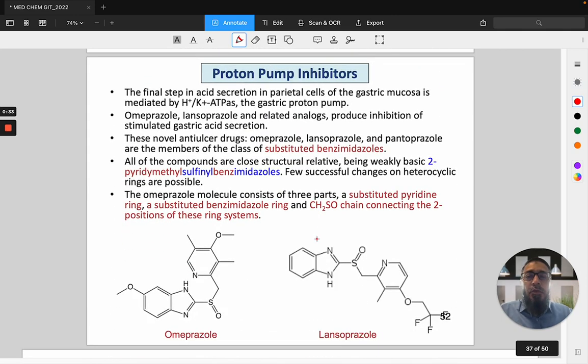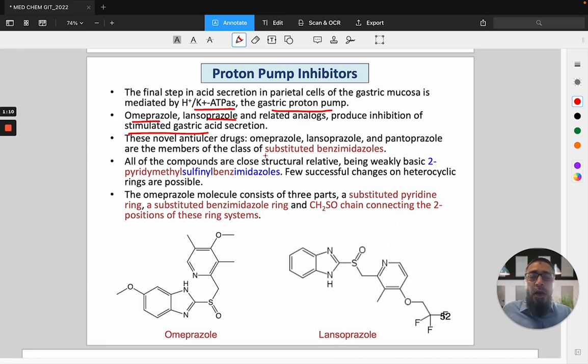Now we come to the proton pump inhibitors. The final step in acid secretion in the parietal cell of the gastric mucosa is mediated by the gastric hydrogen potassium ATPase, the gastric proton pump. The molecules which have the ability to act as proton pump inhibitors are omeprazole, lansoprazole and related analogs. They inhibit the stimulation of gastric secretion.